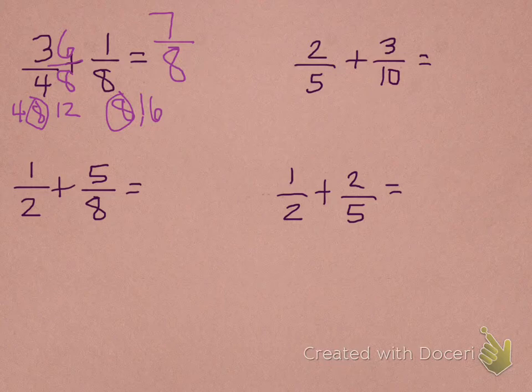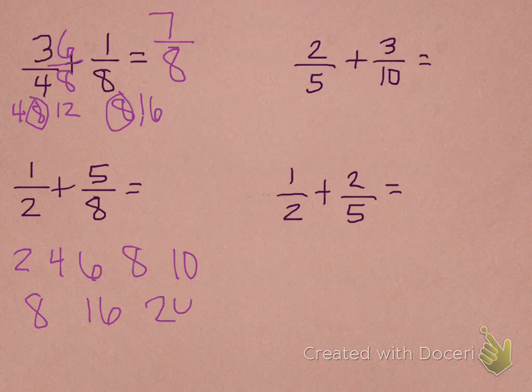B says 1/2 plus 5/8. So again, I list my multiples. 2, 4, 6, 8, 10. My multiples of 8, 8, 16, 24. So I see that they are both 8. 5/8 is already in 8s.